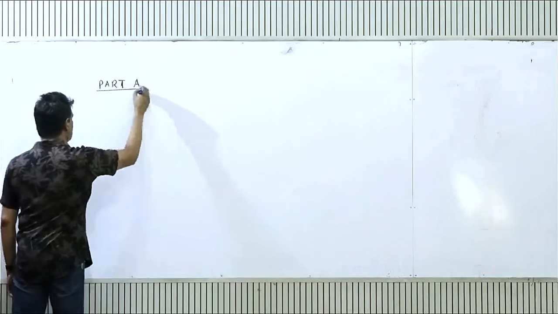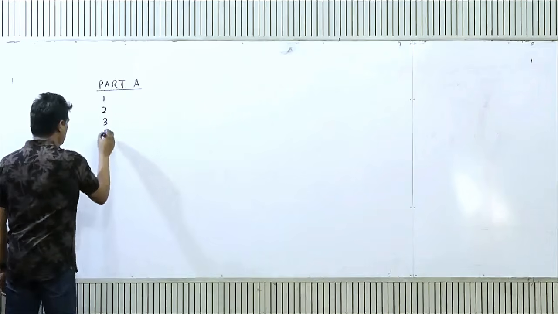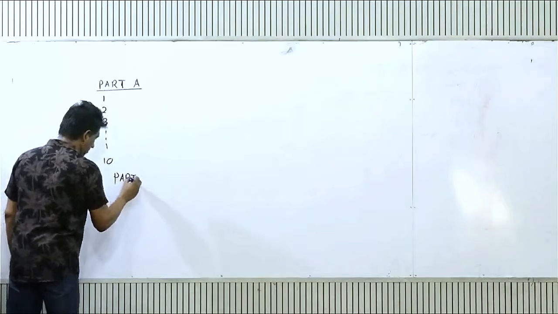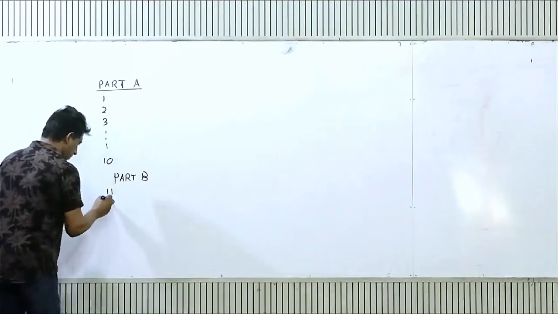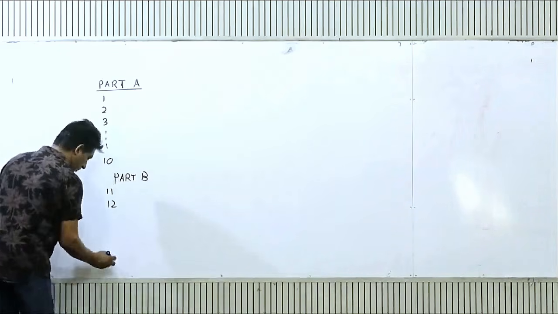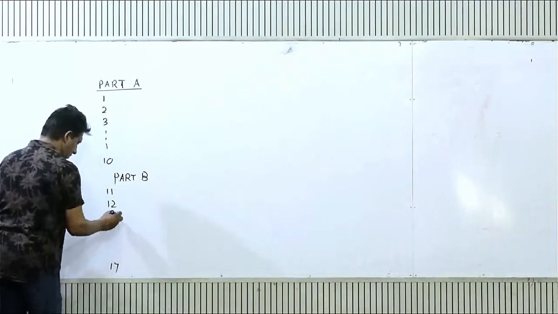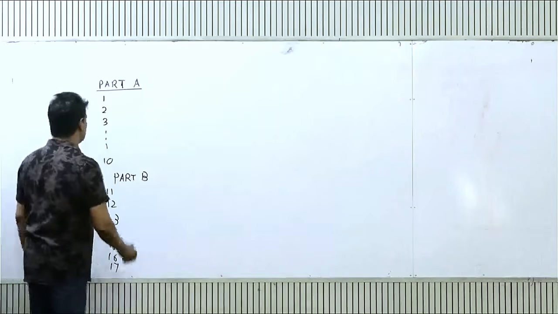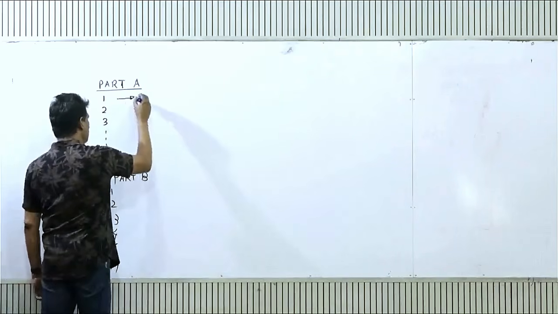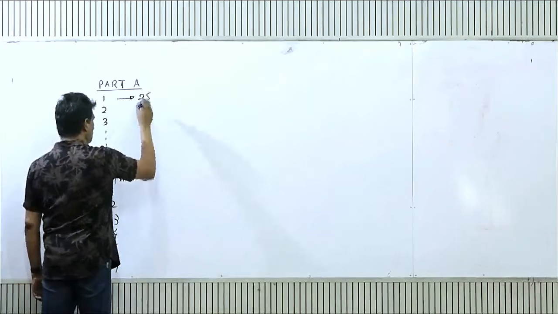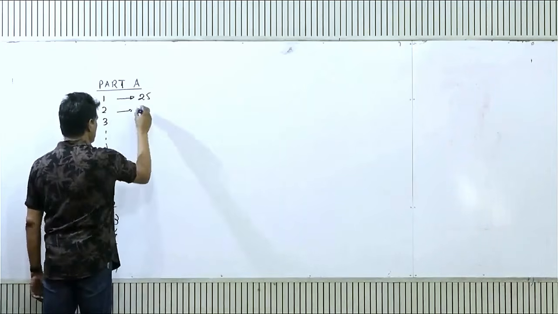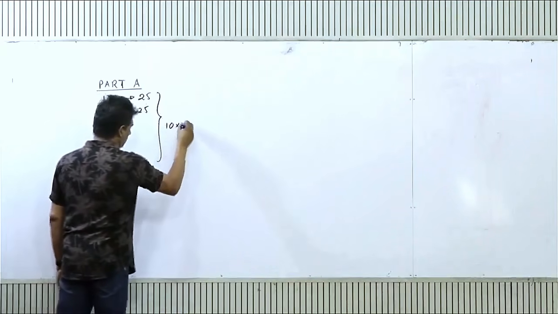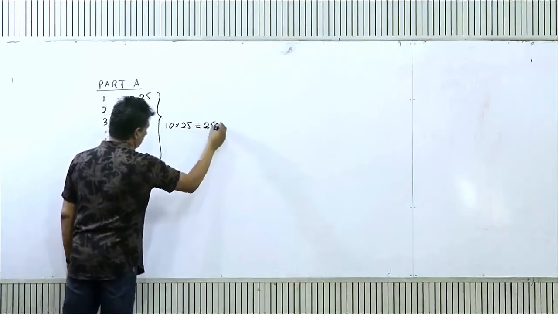Part A contains 10 short questions. Then part B contains, from 11 to 17, 7 essay questions. For each short question, they give 25 marks. Then for 10 short questions, they give 25 into 10, which means 250 marks, right?